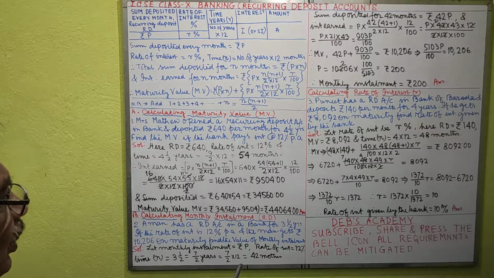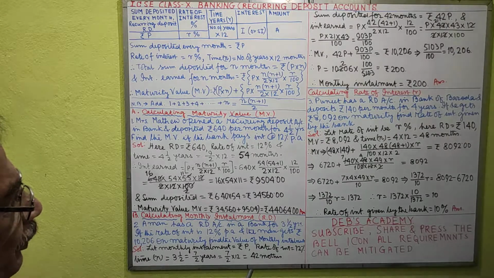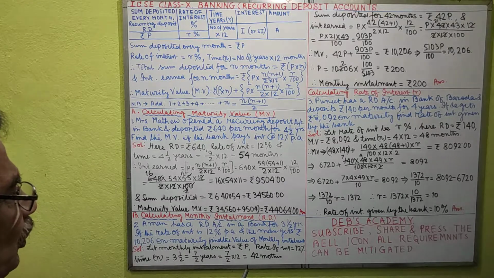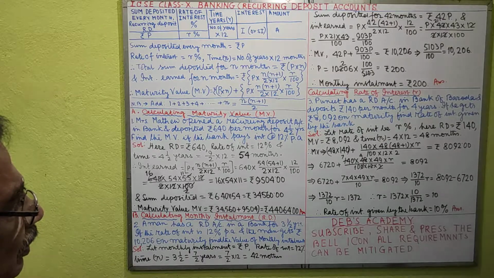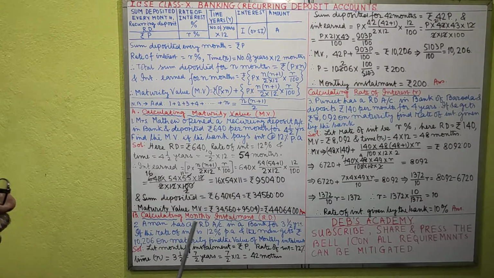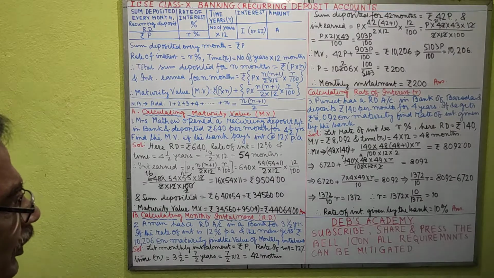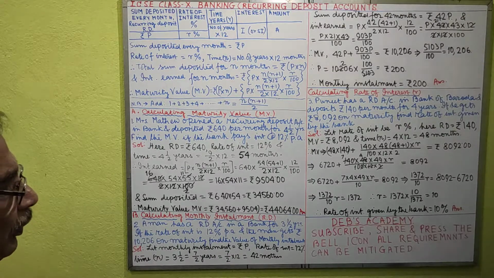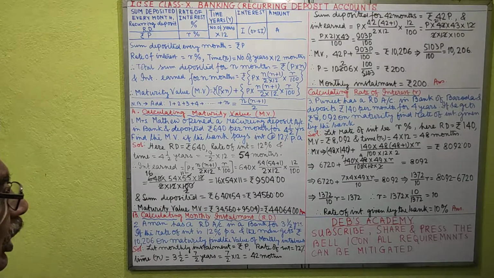Number 3, that is Punit has a recurring deposit account in Bank of Baroda and deposited rupees 140 per month for 4 years. 140 is the recurring deposit. If he gets rupees 8,092 on maturity, find the rate of interest given by the bank. The solution is let the rate of interest be R%. Here RD equal to 140, RD means P, monthly deposit, and maturity value equal to 8,092, time n equal to 4 years, therefore 48 months.